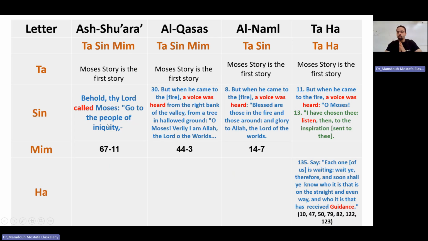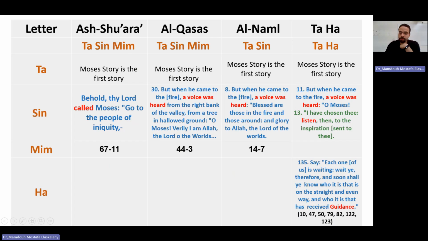It is the moment where God talked to Moses from behind the veil to start the revelation. At this time, Moses was on Tor Mountain, and God started talking to him and started revelation. So if you can see in this verse in Surah Ash-Shu'ara, God is saying, "Behold, thy Lord called Moses." This is stressing again the moment where God called upon Moses to inform him, go to the people of iniquity.